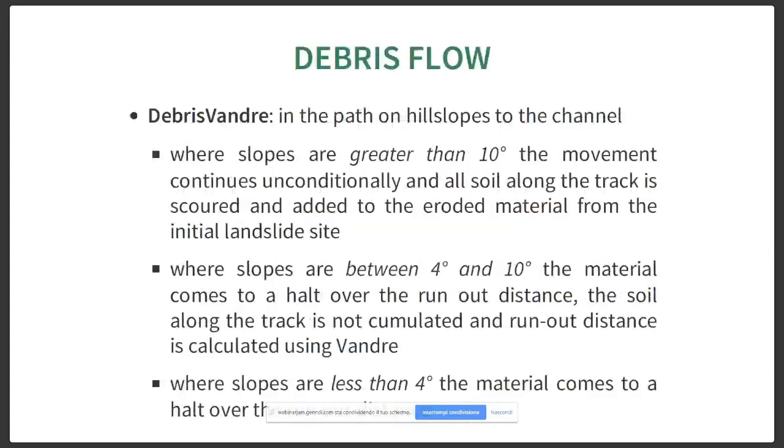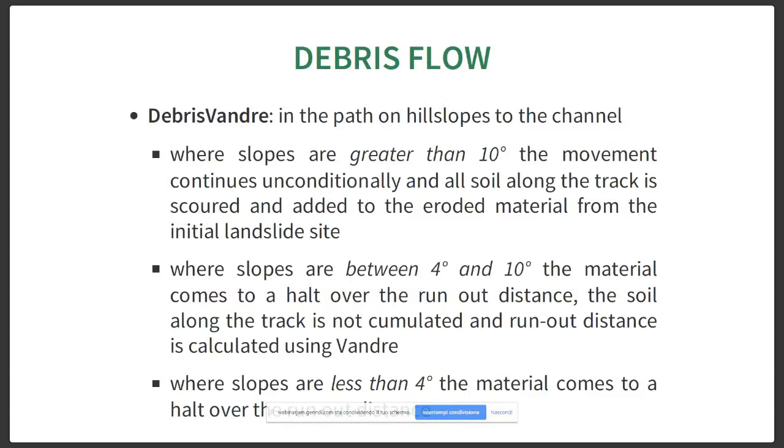The tool to use is the debris vandre, and this in particular, in the path from the hill slopes to the channel, considers where the slopes are greater than 10 degrees, the movement continues unconditionally, and the soil along the track is scoured and added to the eroded material from the initial landslide site.